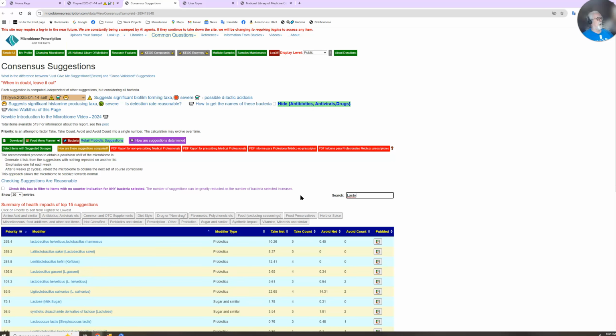And the other one was Lactobacillus. A combination of Helveticus and Rhamnosus is suggested, and then Helveticus by itself. So this person who is prone to depression ends up having on their suggestion list the exact same probiotics from a very first method, which is just looking up the probiotics with the most studies.